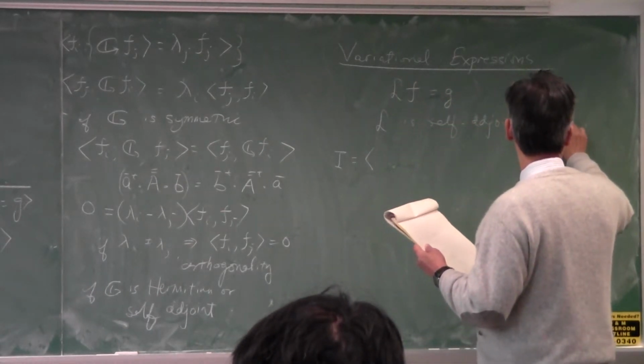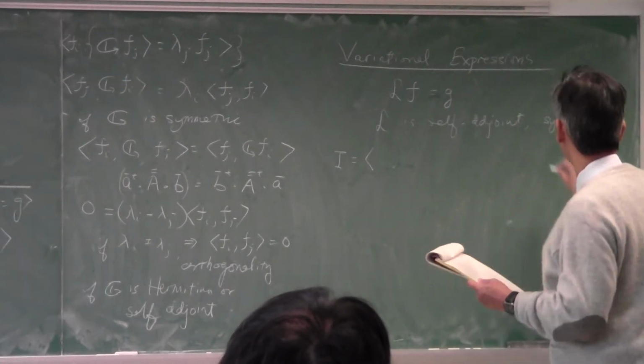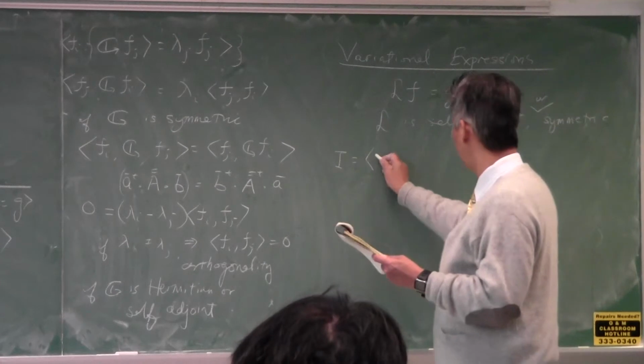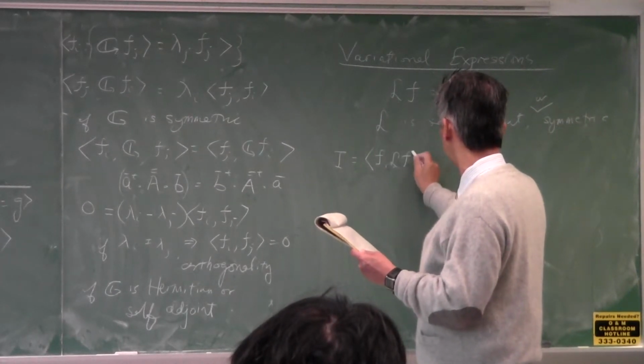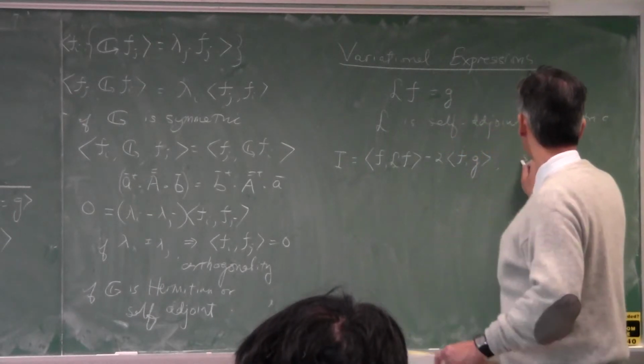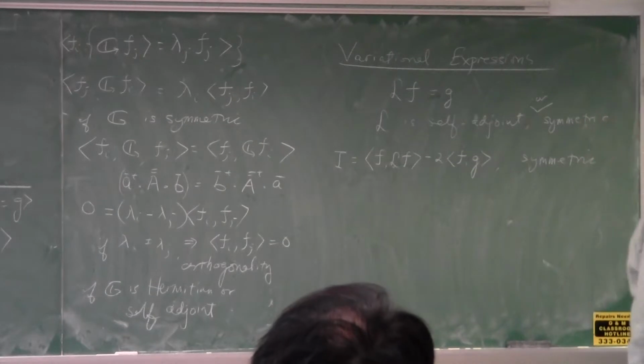self-adjoint, or you can also define it for symmetric systems too. Okay, if L is symmetric, then we can show that this is a variational expression for a symmetric system, if L is symmetric.